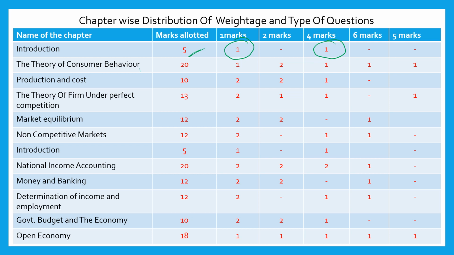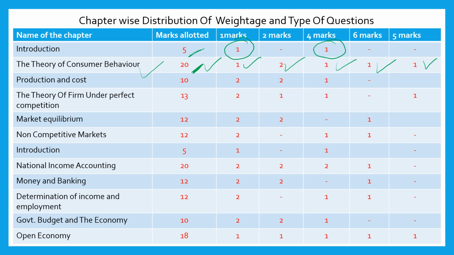Then come to theory of consumer behavior. This chapter is very important as more weightage is given, and from this chapter you can expect 20 marks. Dear students, here you can observe one 1 mark question, two 2 mark questions, one 4 mark question, one 6 mark question, and one practical oriented question. If you prepare this chapter thoroughly, then easily you can get 20 on 20.